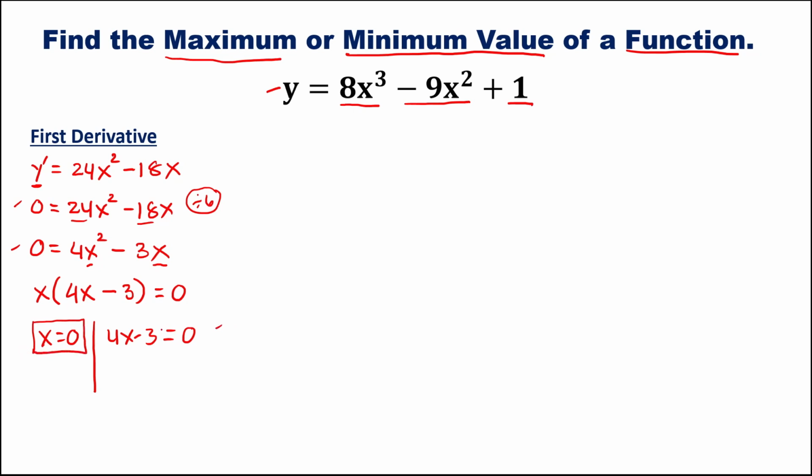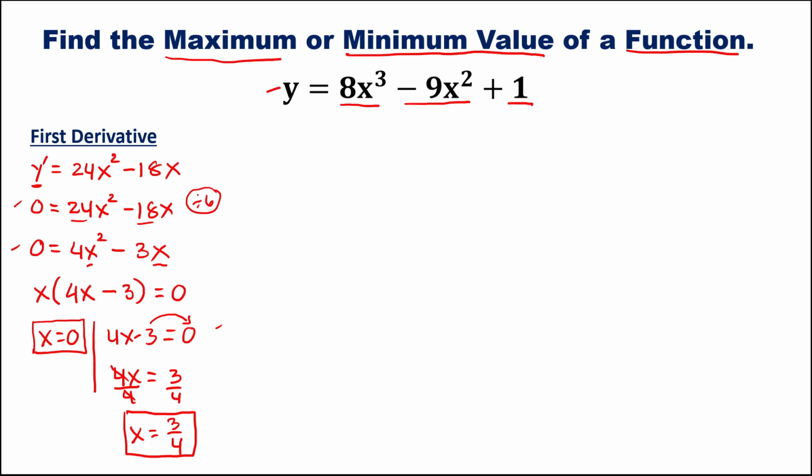Then from this, to solve for x, transpose this to the other side. So we have 4x equals positive 3. Then divide both sides by 4 to solve for x. So this is equal to positive 3 over 4. So these are the two values for x.